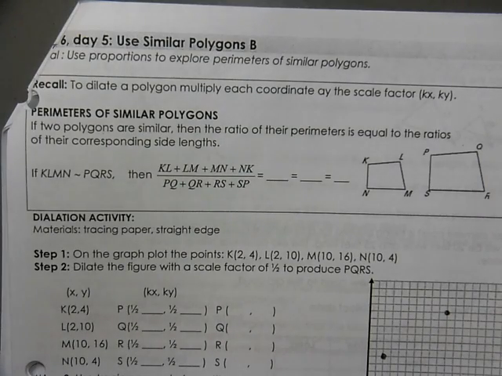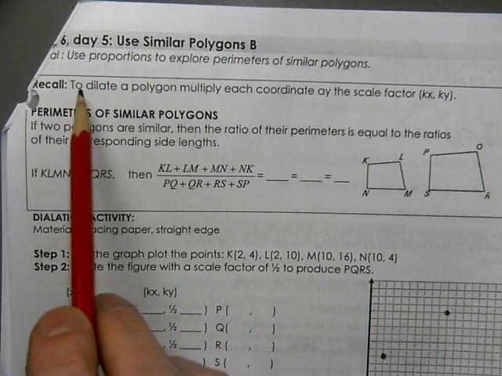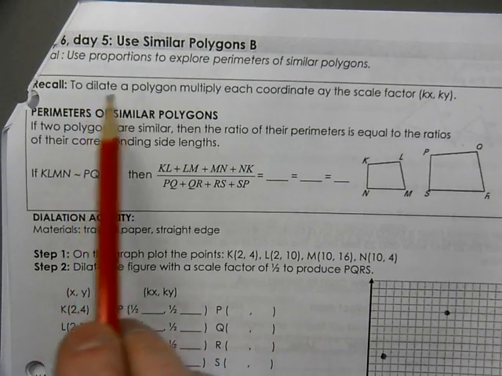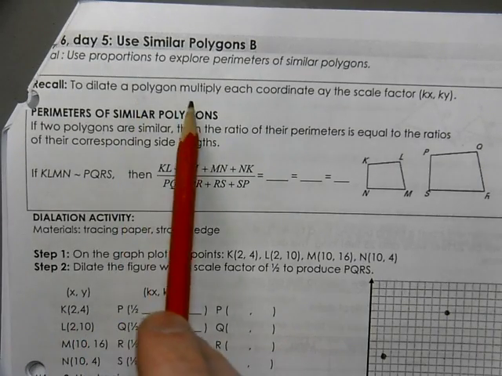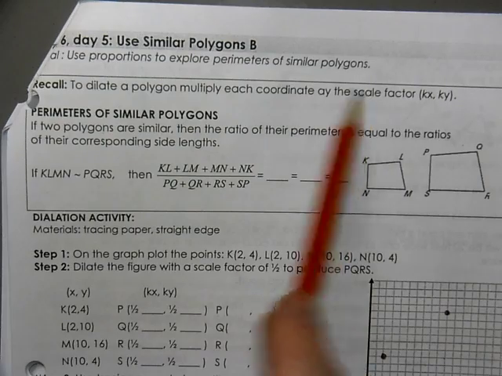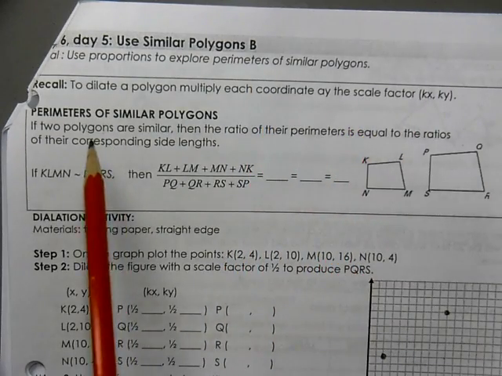This is Geometry, Day 5, using similarity polygons, Part B. Something to remember, we talked about how dilation changed the size of an original polygon into an image. And we did that by multiplying the coordinates by the scale factor.